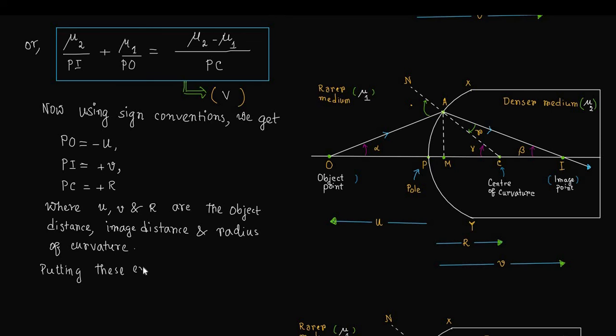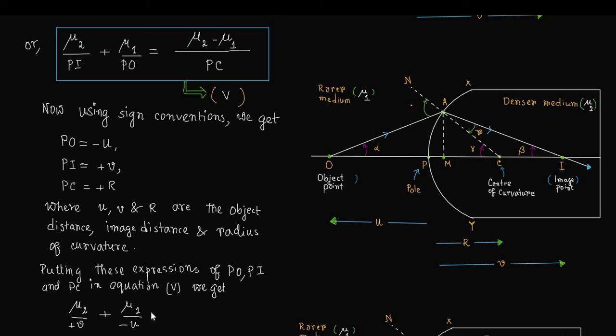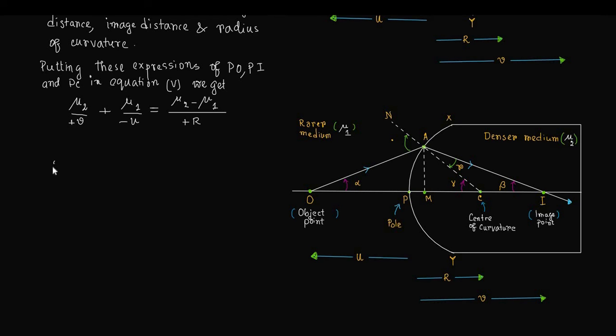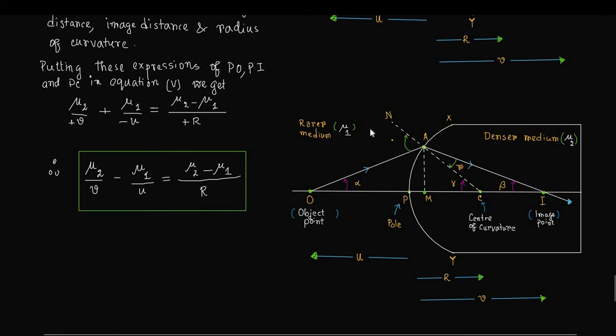Putting the expressions of object distance PO, image distance PI and radius of curvature PC in equation 5, we get mu2 divided by plus V plus mu1 divided by minus U is equal to mu2 minus mu1 divided by plus R. Therefore, mu2 by V minus mu1 by U is equal to mu2 minus mu1 divided by R.